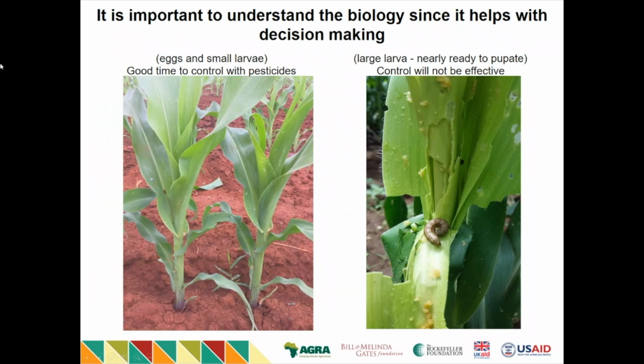And I want to come back to the egg batches. We have egg batches, and if you look carefully on the plant on the right hand side, we can see small damaged lesions, which were eaten by young and small larvae. This is what farmers usually see. Large larvae are nearly ready to pupate, and control will not be effective anymore. That's why it's important to understand the biology.